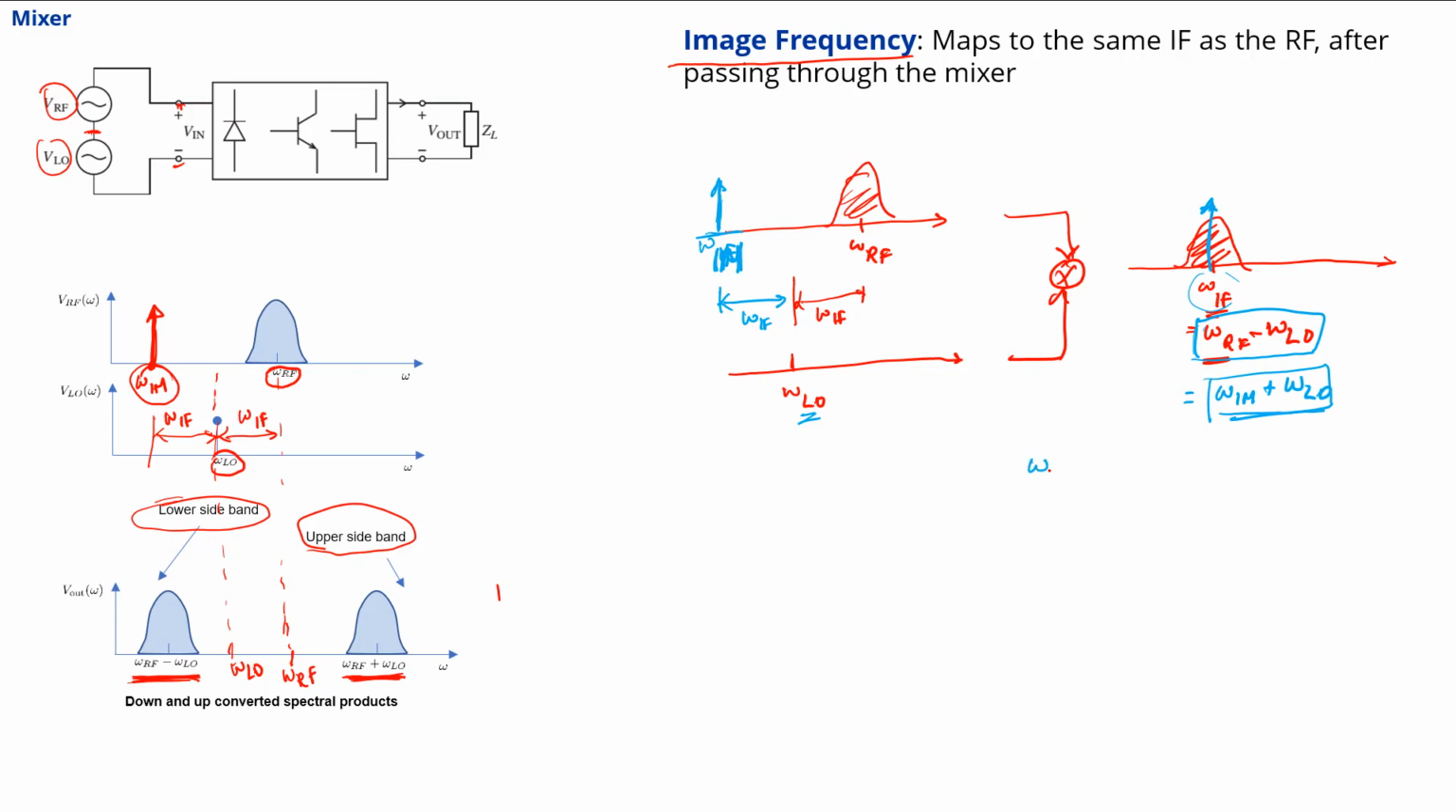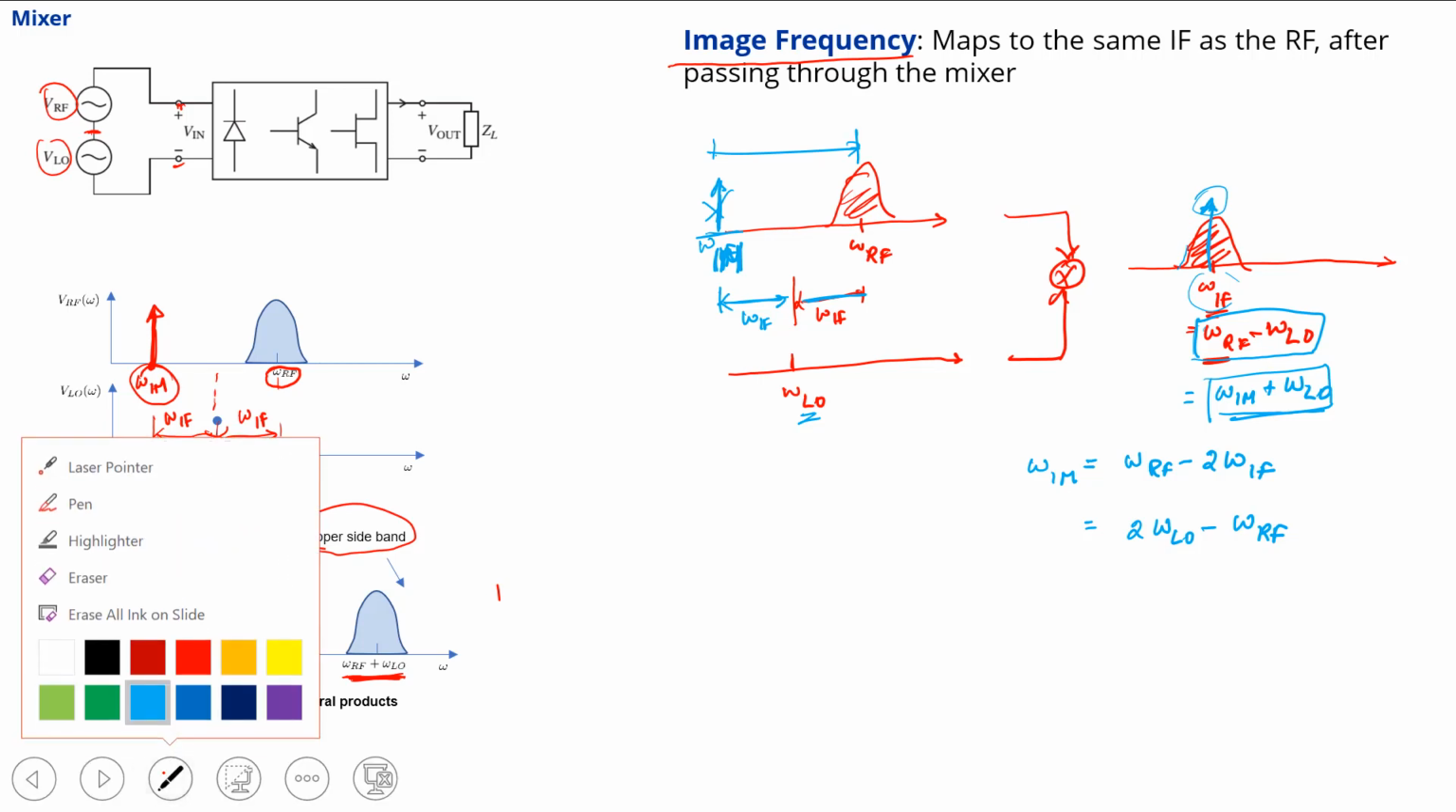So if we were to work out the math, we would see that the image frequency is essentially the RF frequency minus 2 times omega IF. Essentially the image is 2 times omega IF lower, and in other words, it's going to be 2 times the local oscillator minus the RF frequency. So we wouldn't want to have this at the output. This must not be there. We are going to faithfully recover only the RF signal at the output.